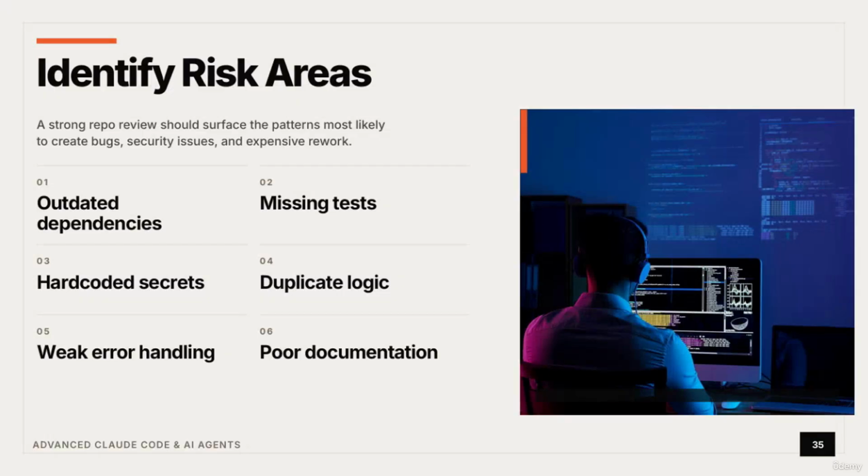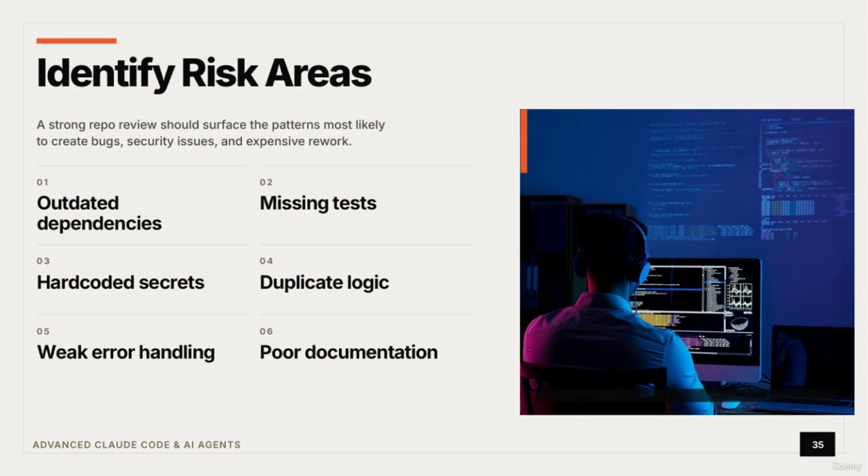When identifying risk areas in a code repository, it's crucial to focus on the patterns that tend to cause the most problems down the line. A strong repo review should highlight these, helping us catch potential bugs, security vulnerabilities, and avoid costly rework early on.